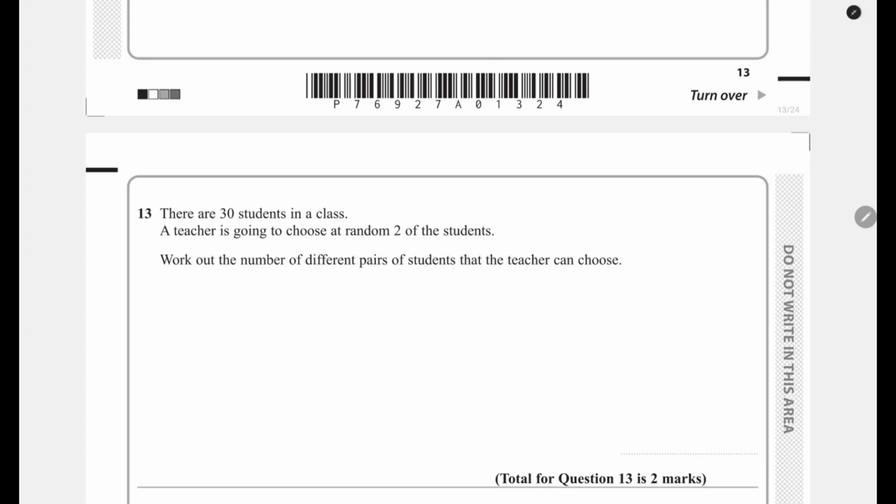Question 13 says there are 30 students in a class. A teacher is going to choose at random 2 of the students. Work out the number of different pairs of students that the teacher can choose. So all we need to do is say 30 multiplied by 29, because you can't pair up with yourself, divided by 2, and that should give us an answer of 435. So there are 435 different pairs of students that the teacher can choose.